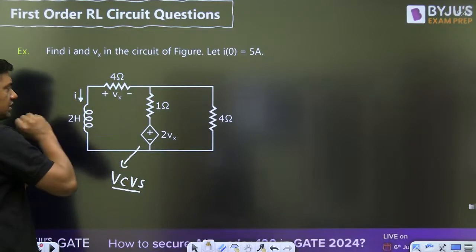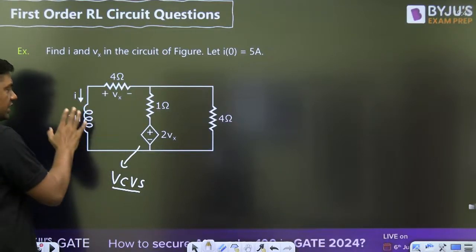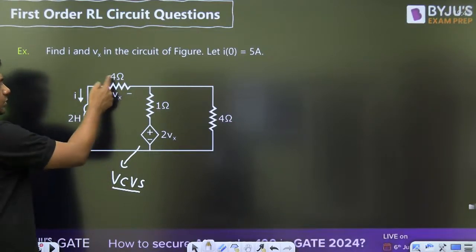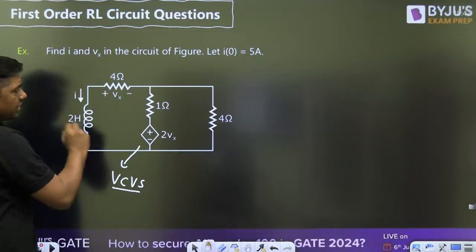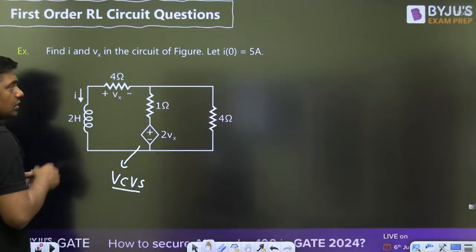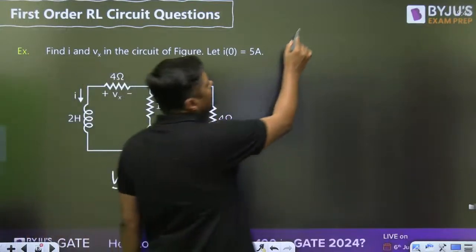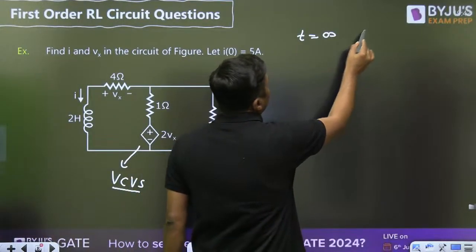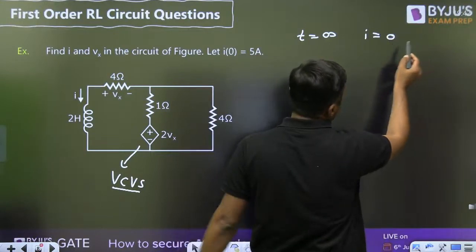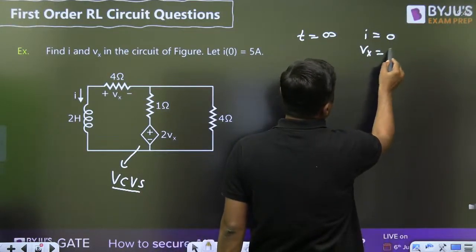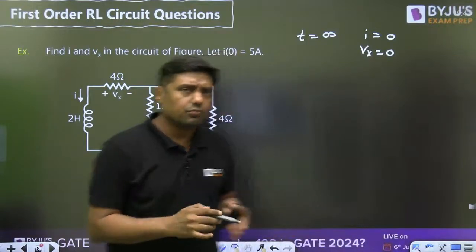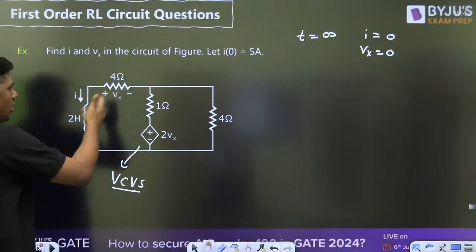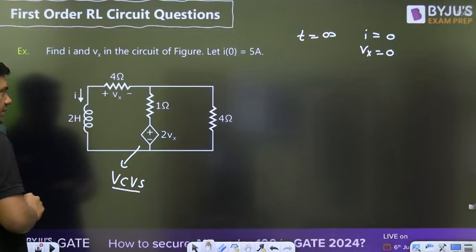Once the inductor discharges, finally the energy in the inductor will become 0. The current through this 4 ohm resistor will become 0. So when Vx becomes 0, 2Vx will become 0. So ultimately at t equal to infinity, I will become 0 because there is no source. Vx will become 0. So what is the final value? 0. That we can say because there are no other active independent sources.